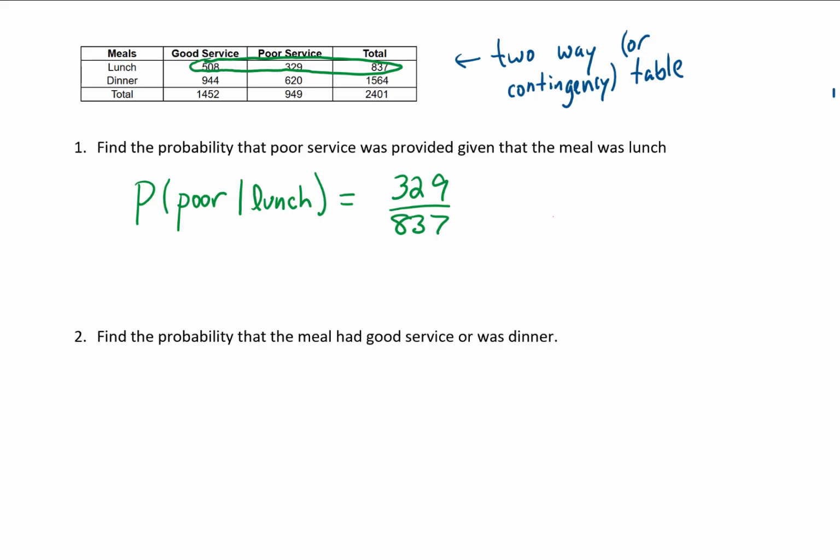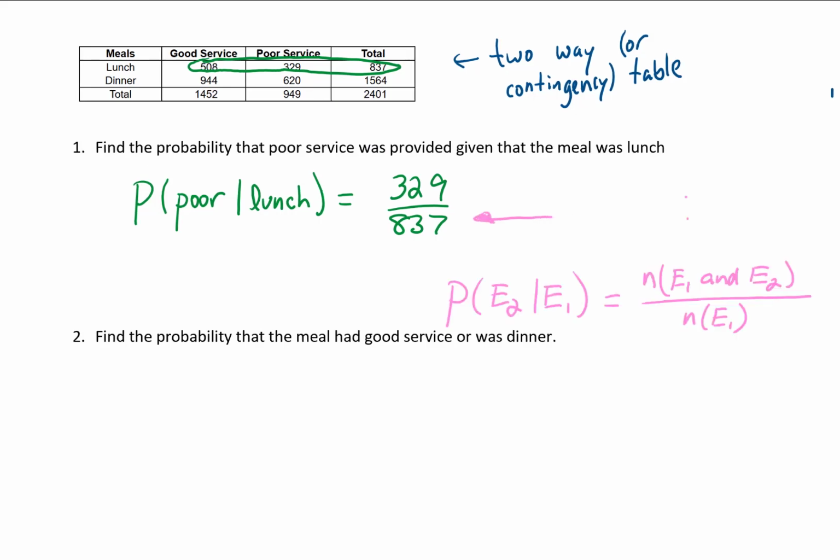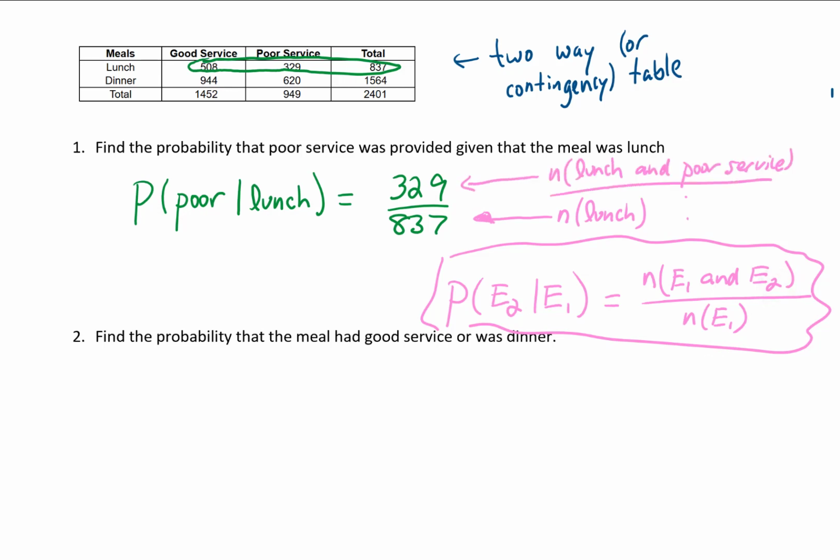If we want to look at these two numbers using the formula, we can recall that this is the formula right here that we're talking about, and this denominator would represent the number of people who were just there for lunch. This numerator would represent the number of people who were there for lunch and received poor service. We divide those two numbers, and that gives us the probability that someone received poor service given that they were there for lunch.